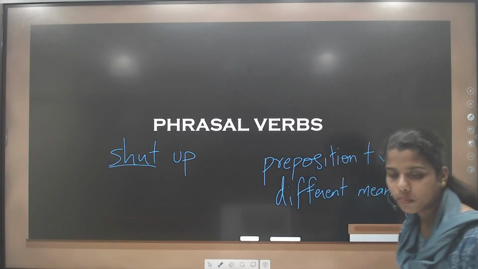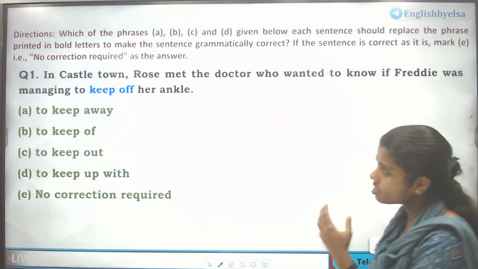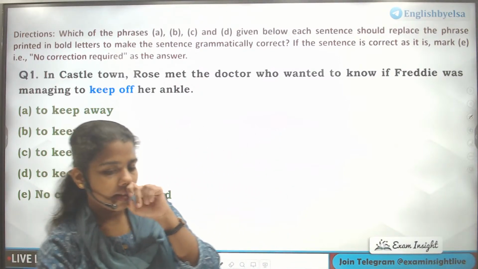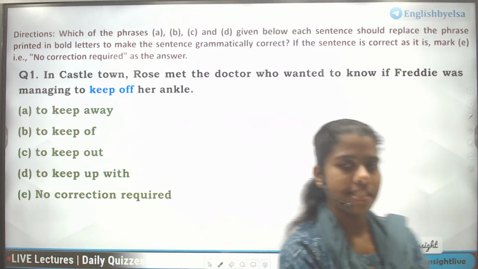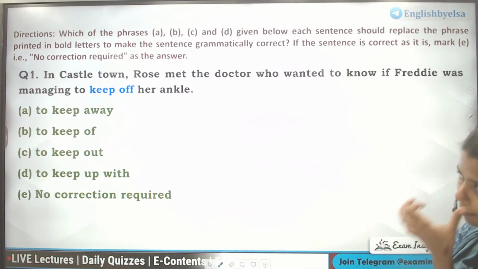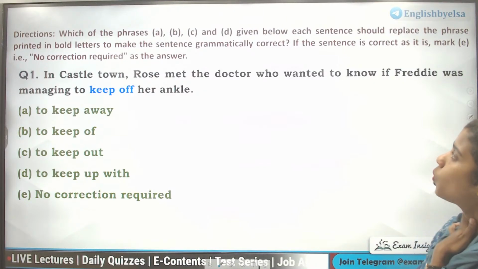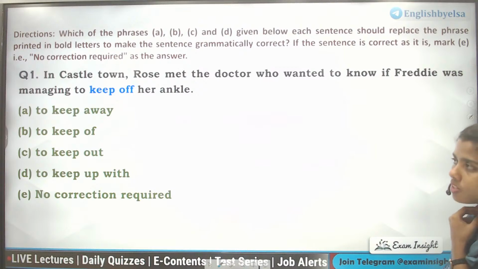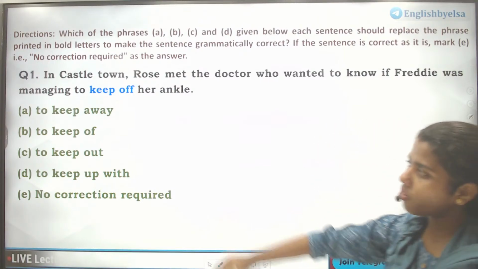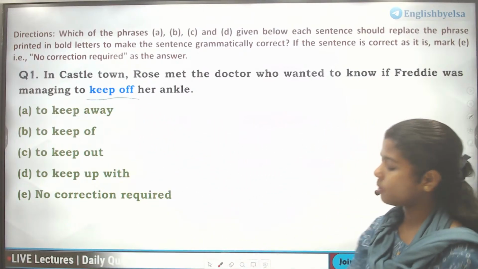Let's look at the examples. How does question come from this topic? This is also I can say banking level question. It is seen in SSC also, but rarely. In Castletown, Rose met the doctor who wanted to know if Freddie was managing to keep off her ankle. Keep off is the boldened one. That means this is my phrasal verb.